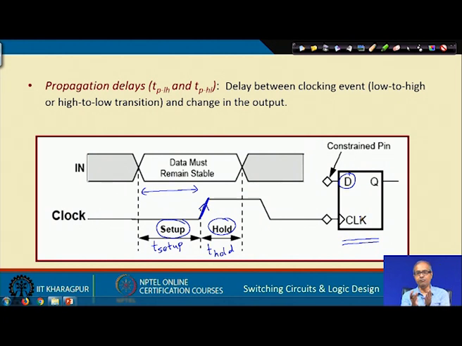Otherwise, if you apply the inputs too late or remove them too early, the data that will finally get stored in the flip flop may be wrong. So, you need to satisfy the setup and hold constraints in a flip flop like this, as I have shown.